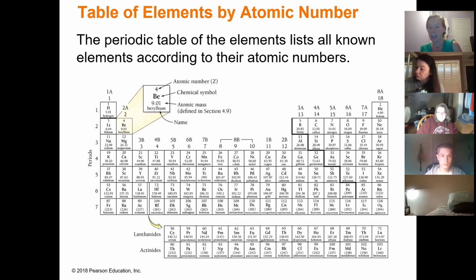So looking at this periodic chart, what element has 35 protons? You don't have to write it in the chat. I'll just give you like 10 seconds. So 35 protons. The answer is bromine. Okay.